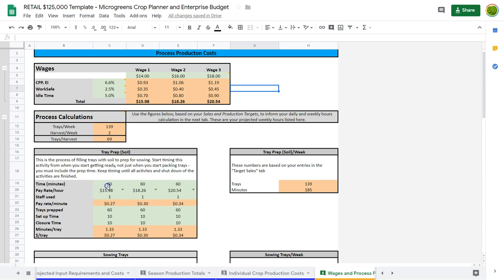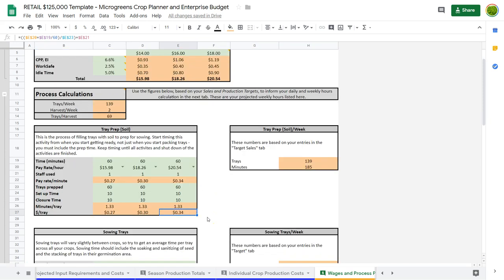So for example, if in 60 minutes here, I can prepare 60 trays, and it takes me about 10 minutes to set up and 10 minutes to break things down, it ends up taking me about 1.33 minutes to prep a tray with soil, which equals about 27 cents per tray, and that's going to be different for the different wage levels. So if you want to get into this detail, you can.